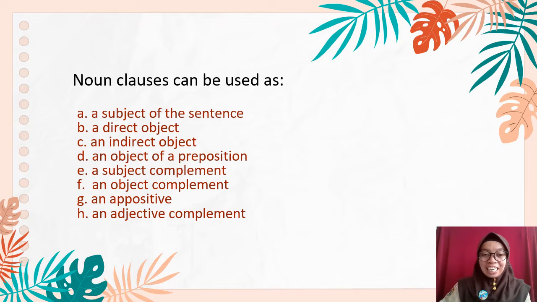As you know, noun clauses can be used as a subject of the sentence, a direct object, an indirect object, an object of preposition, a subject complement, an object complement, and an appositive, as well as an adjective complement.